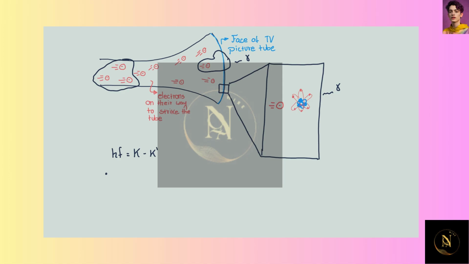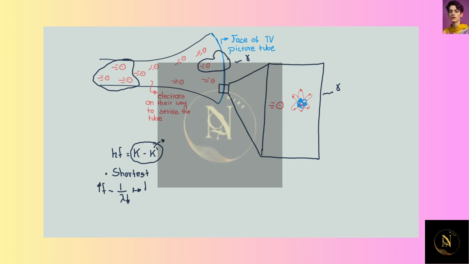Now, to calculate the shortest wavelength, we have to look for the following. Remembering that the frequency is inversely proportional to the wavelength, we can see that in order to obtain the shortest possible wavelength, we have to look for the biggest possible frequency. The biggest possible frequency happens when this difference is the biggest one. So, when is this difference the biggest one? It is when k prime is equal to 0.